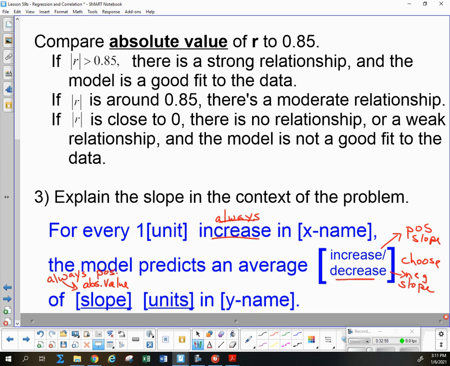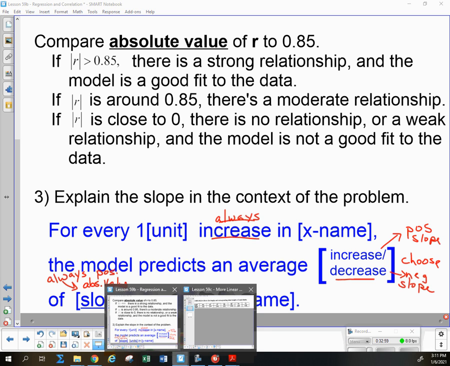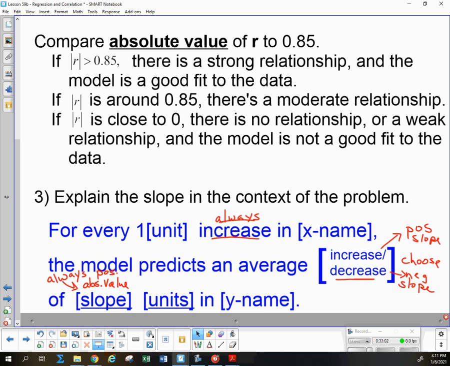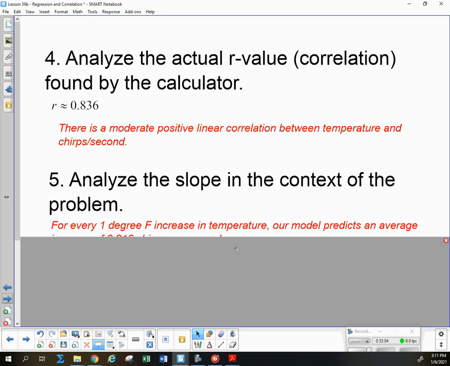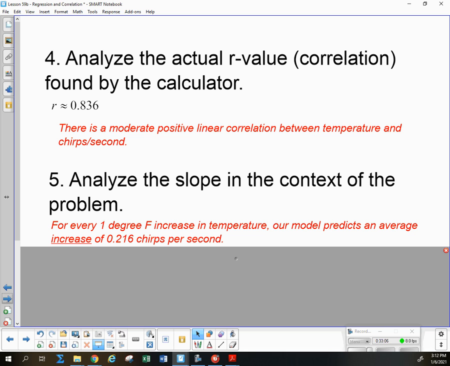So keep that sample paper right beside you. As on the paper with the cricket, we are now going to write that part out. For every 1, and then we know our units, these were degrees Fahrenheit, and we always do increase in, and our x's were temperature, so we write that out. And then we write our model predicts an average, word for word, like you see on that sample.